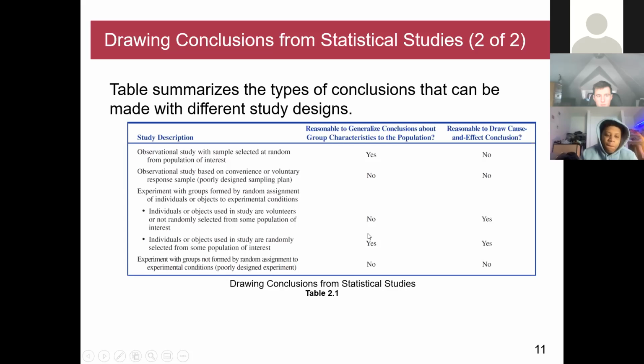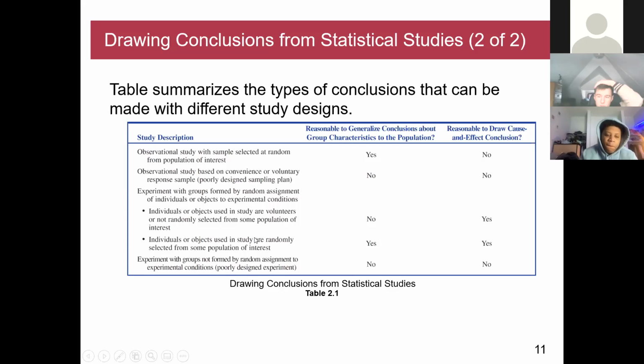Look at the middle column, we see a no and a yes to generalizing it to the population. Now, even if you have a well-designed experiment, if the people who come into your study are volunteers or not randomly selected from the population, then we cannot generalize the results to the general population, which makes it kind of a shame, right? You have your cause and effect relationship, but if they're volunteers, we can't necessarily say that the results that we get apply to the population of interest.